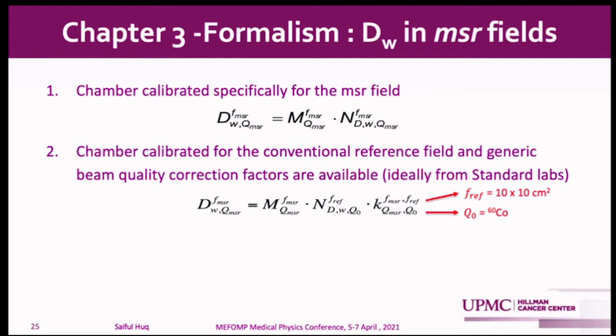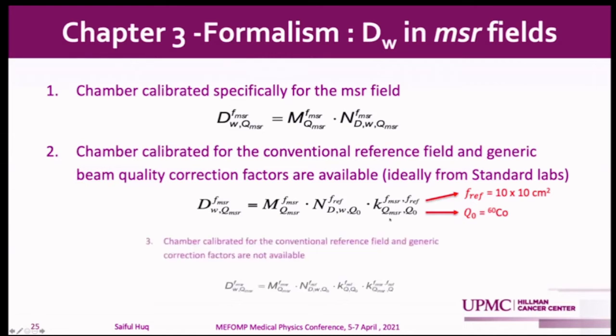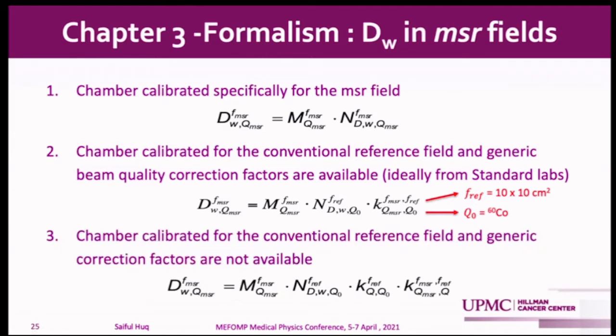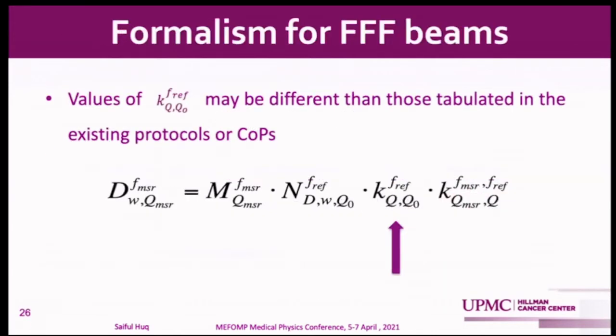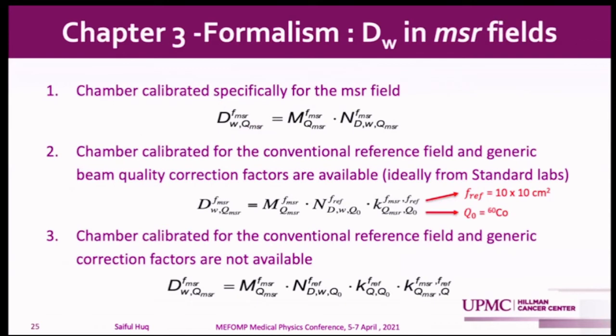This option, similar to TRS 398, is intended to be used only when directly measured values or generic values of this k_Q are available for different chambers. And these generic values should be provided by the standard labs. Now suppose that the standard labs provide you with an N_D,w, as in option 2, but you don't have any beam quality correction factors for the machine that you are using. In that case, this third equation is the equation that will be used for the determination of the absorbed dose. So this equation gets a little bit hairy.